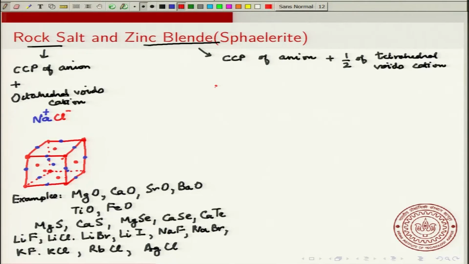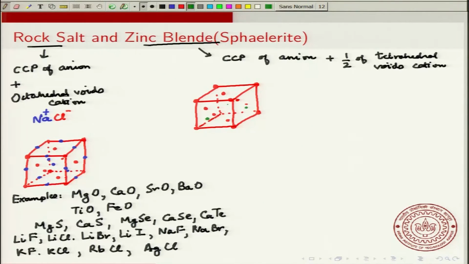So if I again use the same representation, we have the anions forming a cubic close pack, and we have half of the tetrahedral voids. Okay, let me show it in green this time. If you take this body diagonal, then you can put a tetrahedral void along 1/4 of this direction. Then you skip the next one and you go to the alternate corners. So that will give you the tetrahedral void right here.